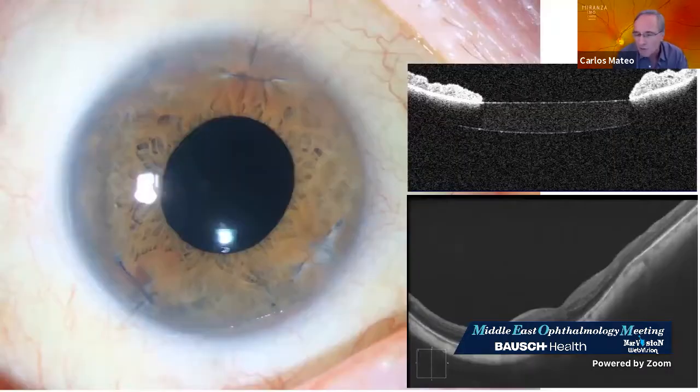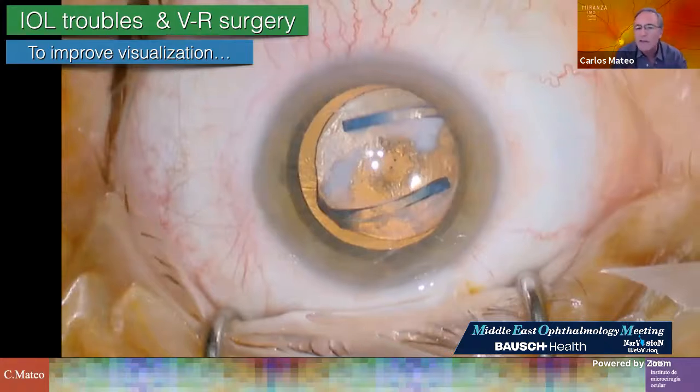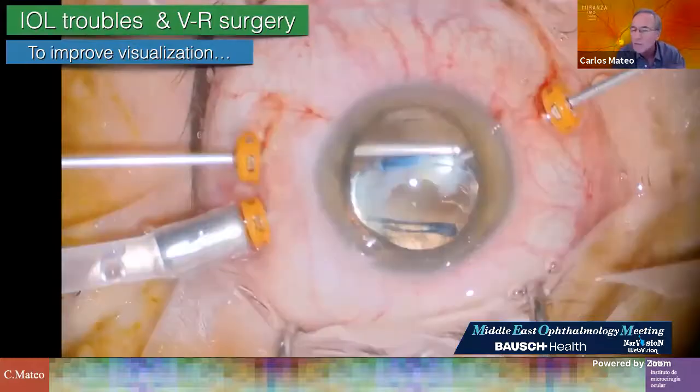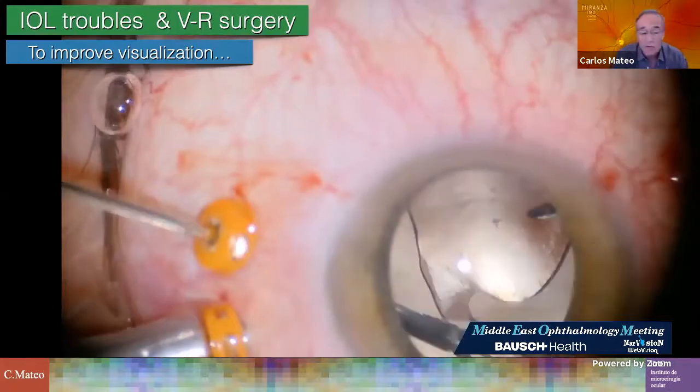And this is the aspect of the patient after doing this. And in other patients, perhaps you have this aspect. And in this aspect, perhaps you have a PVR. And then you have to improve your visualization, because for vitreoretinal surgery, visualization is so important. Then in these cases, the thing I do is to remove the lens capsules, not to clean the lens, to keep the lens in the eye, and then I suture the lens to the posterior surface of the iris, as you will see now.